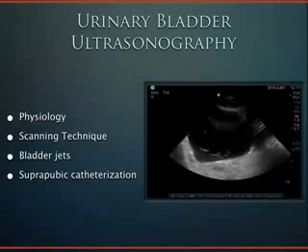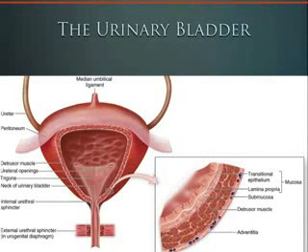and then we're going to talk about a little clinical correlate that we're going to do with suprapubic catheterization. Now, the urinary bladder is an amazing organ. It's capable of tremendous amount of expansion and contraction. The muscle of the urinary bladder is known as the detrusor.